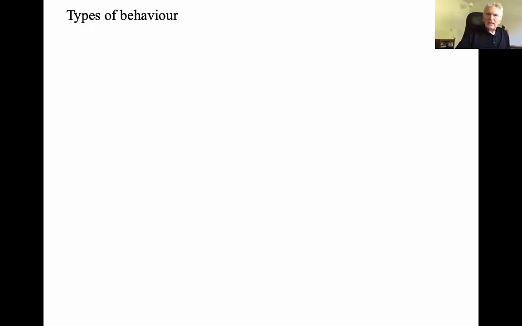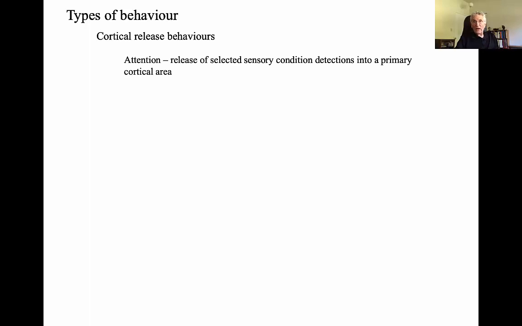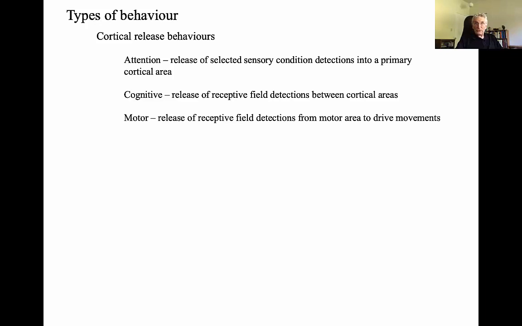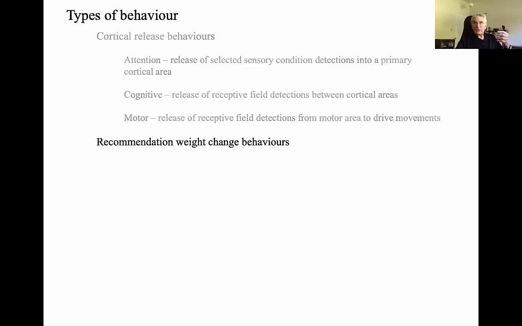Okay, so let me say a little bit more about the different types of behavior that are being selected. One of the key types is release of receptive field detections. And attention behaviors are releases of selected sensory information into the cortex. Cognitive behaviors are releases of receptive field detections from one cortical area into another, for example, to discriminate between different groups of objects. Receptive fields detected within several different objects must be detected, and they must be brought together and together released into the groups of objects area. And motor behaviors, like body movements or speech generation, are releases of cortical receptive field detections out of the cortex to drive muscles.